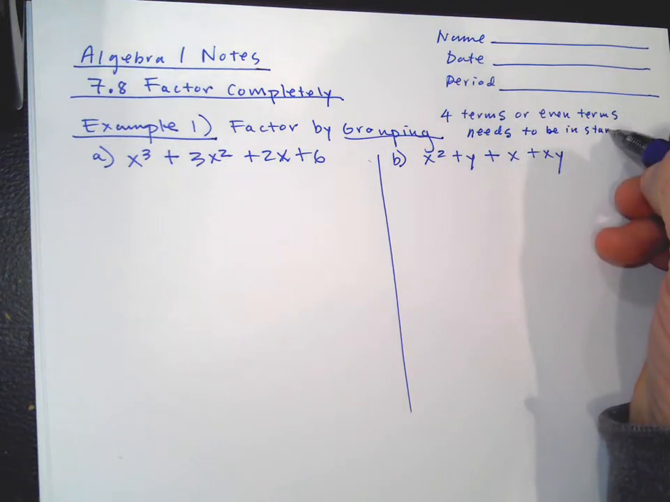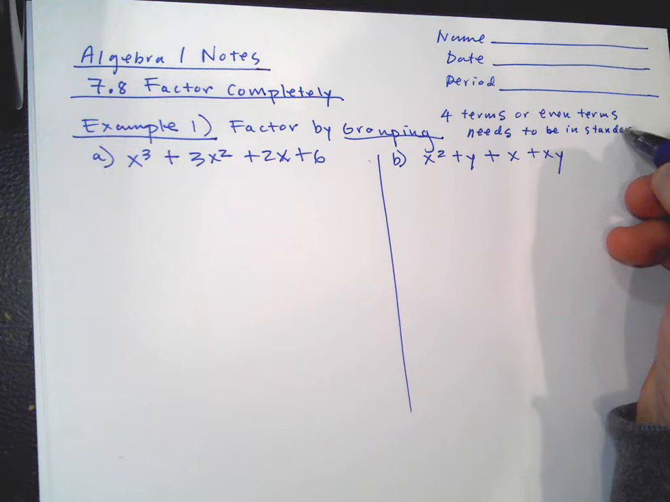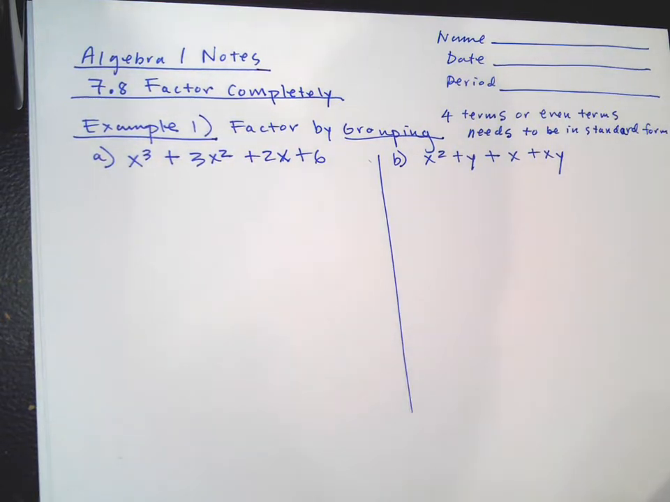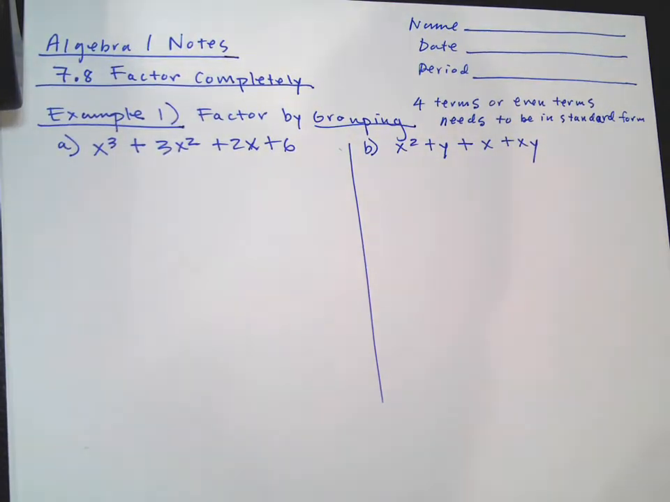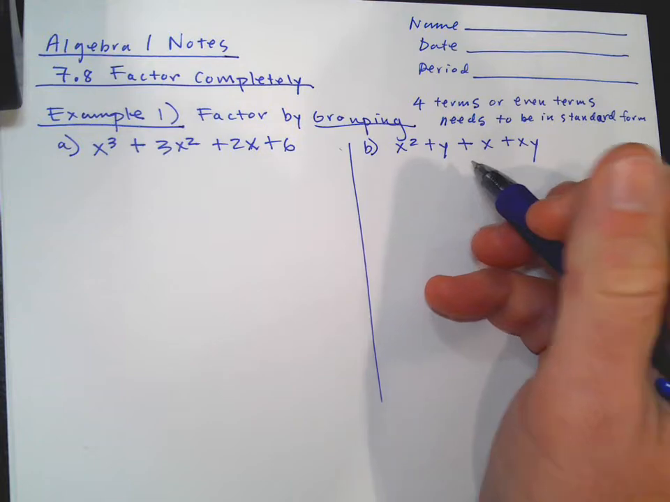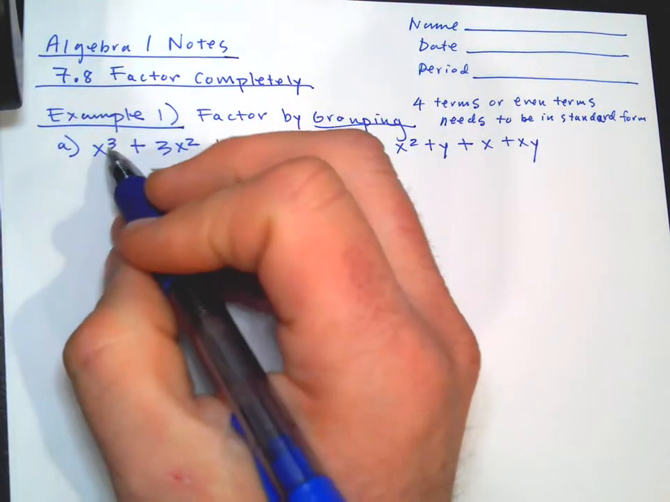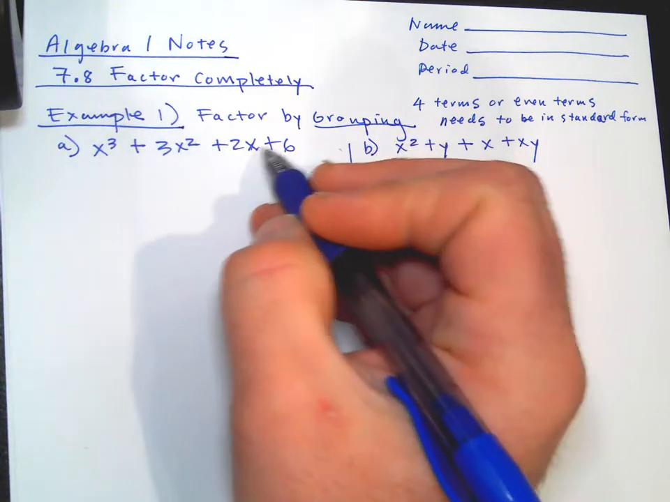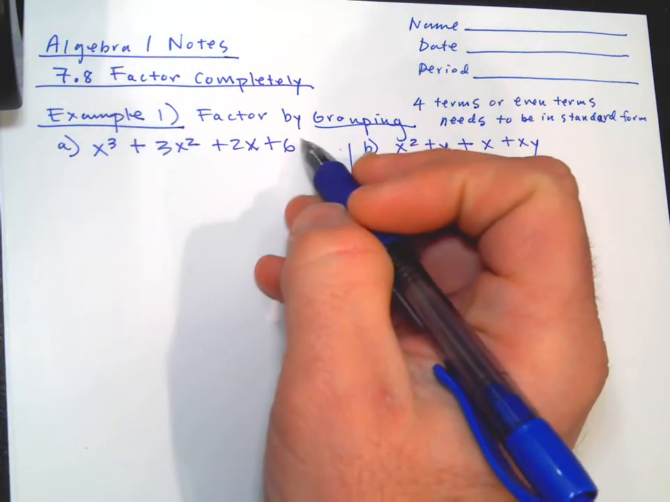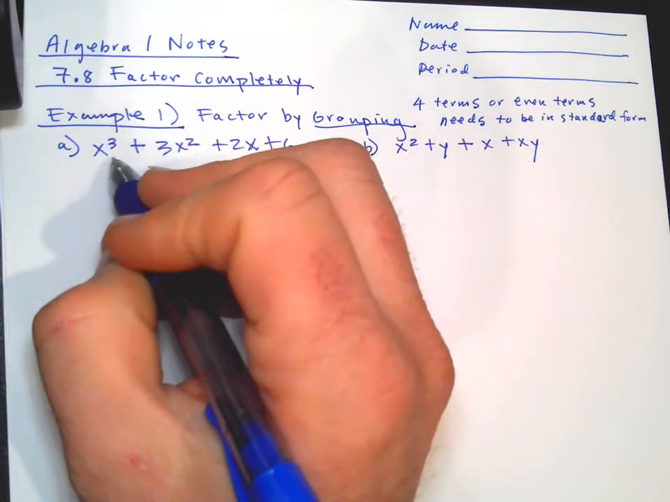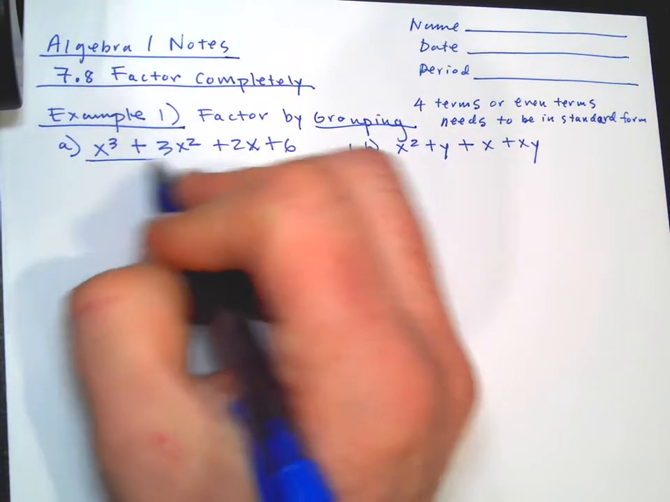We've talked about standard form before. So standard form is usually the highest power term to the lowest power term. Now that gets a little weird on B. We'll talk about on B. Now on A, standard form, x cubed, x squared, x to the first, x to the 0. If there's no x, that's the same as x to 0. This is standard form.